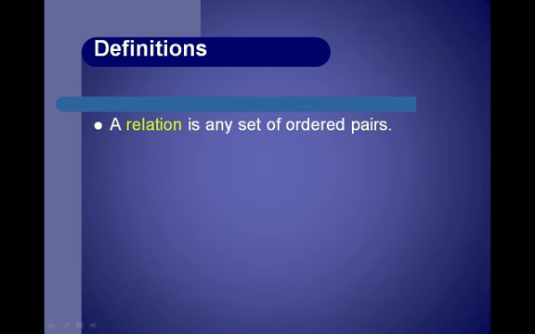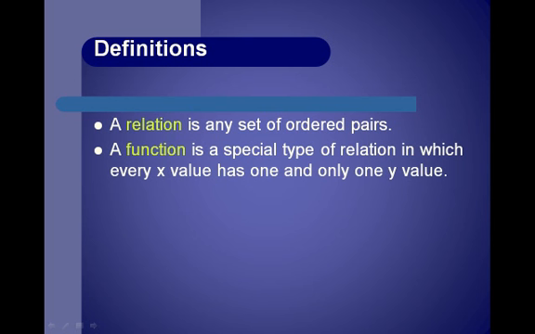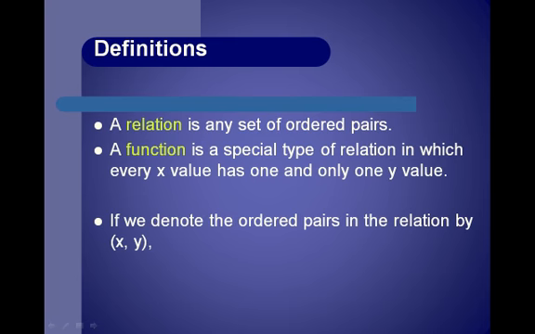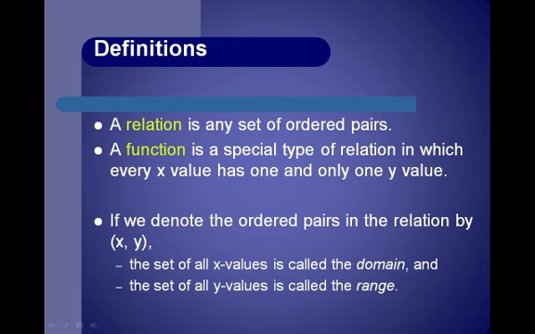A relation, if you'll remember from the last module, is any set of ordered pairs. A function is a special type of relation in which every x value has one and only one y value. If we denote the ordered pairs in the relation by (x, y), then the set of all x values is called the domain, and the set of y values is called the range. This is exactly what we did in Module 1.